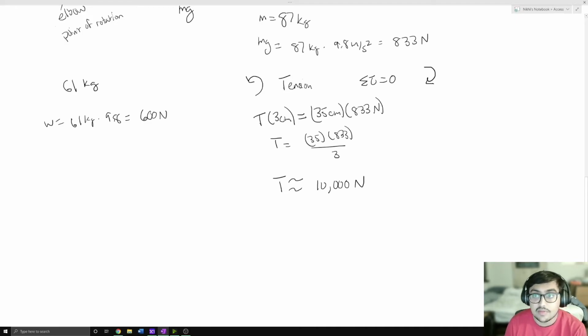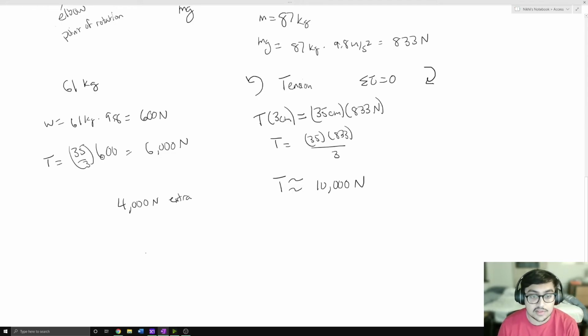If you remember, the weight of Liam Neeson was already more. And let's look at the tension force in this bicep of the most that's ever been humanly possible. So we're going to take the same formula as before, 35 over 3 by 600. And this is going to be around 6,000 newtons. So whenever Batman is trying to lift up Liam Neeson off the edge of the cliff, he's exerting around almost 4,000 newtons extra, which is not only not humanly possible, but would absolutely tear the bicep.